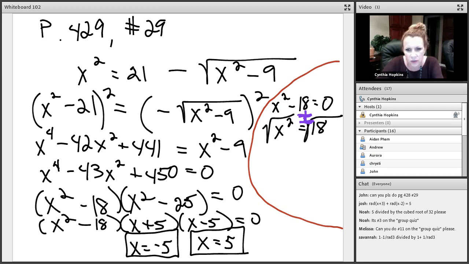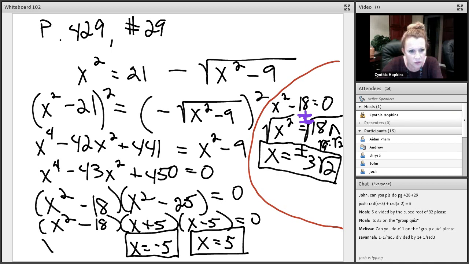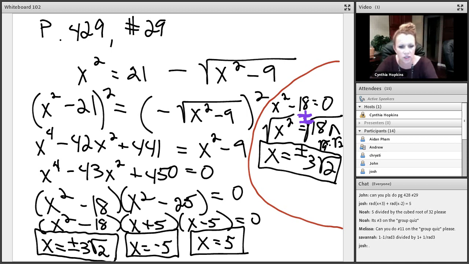On the left side I get x, and on the right side I get plus or minus the square root of 18, which splits into the square root of 9 times the square root of 2, so I get plus or minus 3 rad 2. That's two more answers. I'm going to write them underneath: x equals plus or minus 3 rad 2. So I have 4 answers, which should make sense since it was an x to the 4th equation.